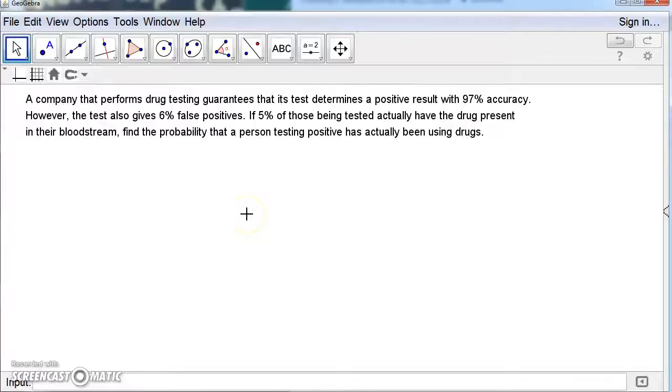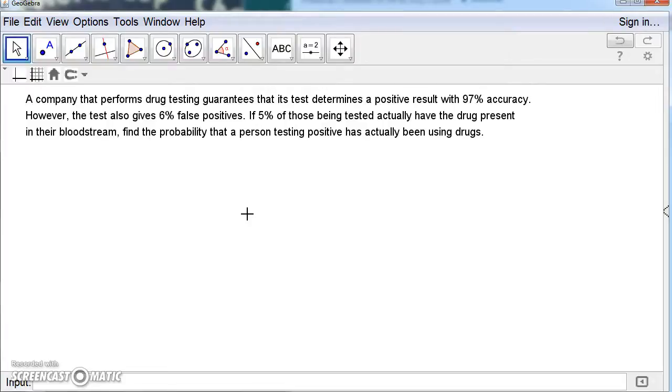Okay, hi, welcome to another video solution. Today we're going to look at some of these conditional probability questions. We're going to look at one of these really hard ones that involves the drug company and the testing and whether or not it's a false positive or not. How do you deal with these questions?